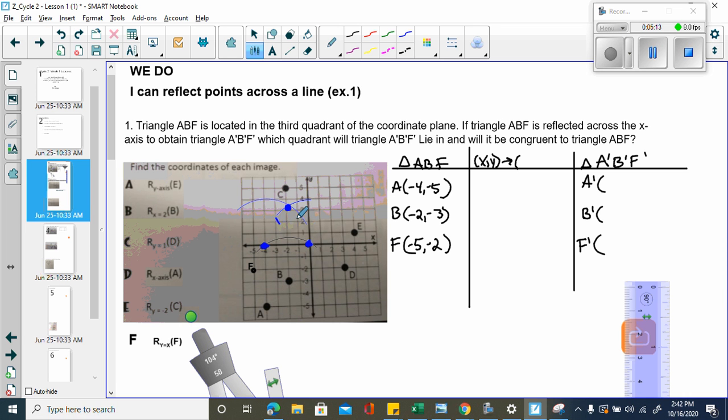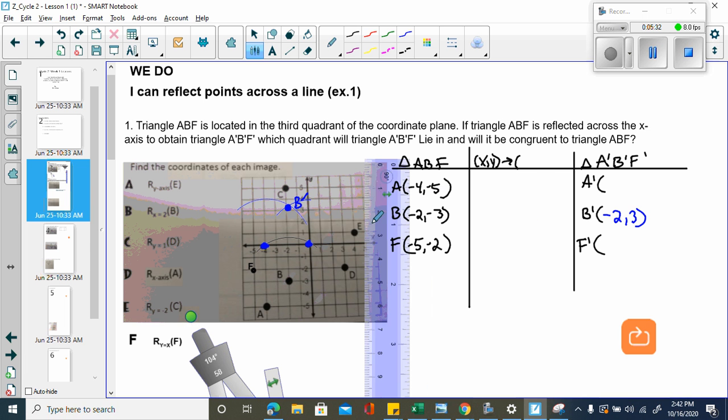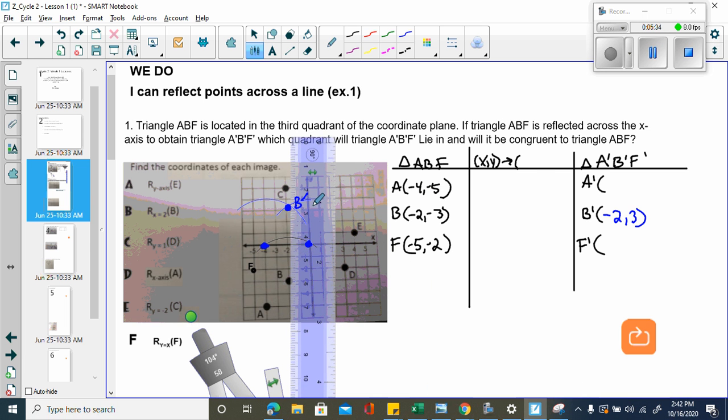And the coordinates for B prime are left 2 and up 3. So left 2 and up 3. I also noticed that if I bring my straight edge, the line connecting point B and point B prime makes a 90-degree angle with my x-axis.